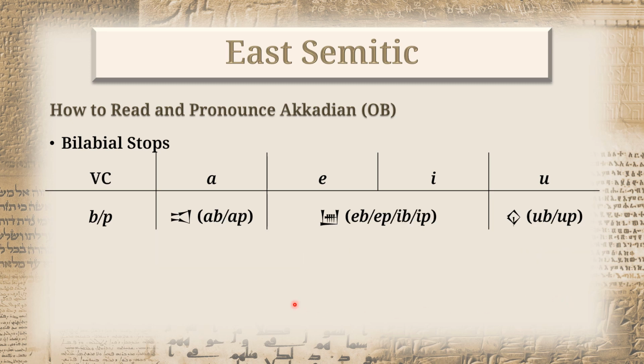And for closed syllables, we see one phenomenon that is just part of cuneiform writing. Closed syllable signs do not differentiate between voiced and voiceless stops, and also not between voiced, voiceless, and glottalic, which is why this sign can be read ab or up, and you just have to figure out when you read a text. And this one can be read eb or ep, ib or ip, and this one can be ub or up.